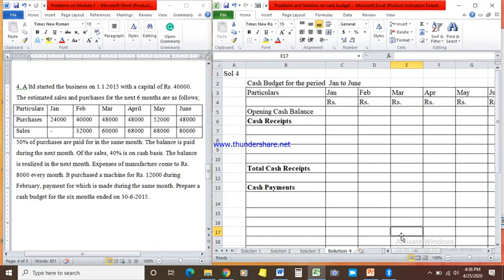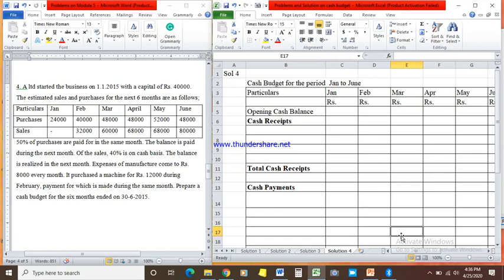A Limited started a business on 1/1/2015 with a capital of 40,000. So it's a new business. The estimated sales and purchases for the next 6 months are as follows. In the next 6 months, what are the various purchases and sales the firm is going to make? It is mentioned for us.